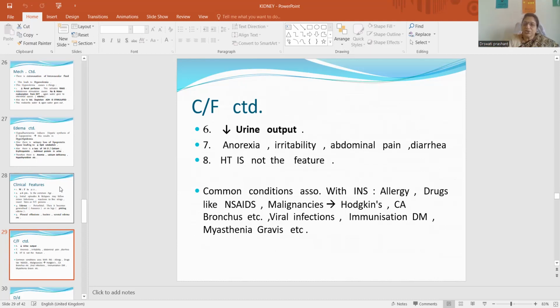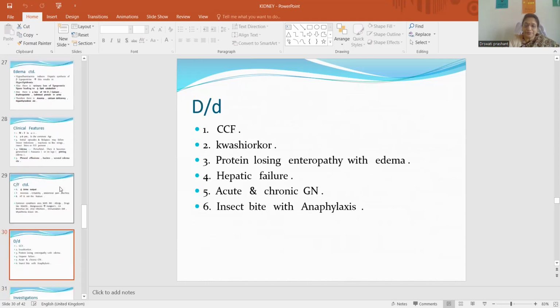The commonest conditions associated with idiopathic nephrotic syndrome are allergies, drugs like NSAIDs, malignancies such as Hodgkin's and carcinoma of the bronchus, viral infections, immunization, diabetes mellitus, and myasthenia gravis. These can all precipitate or act as triggers for nephrotic syndrome.